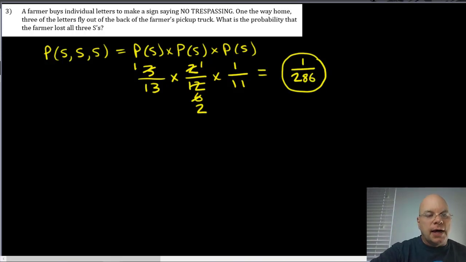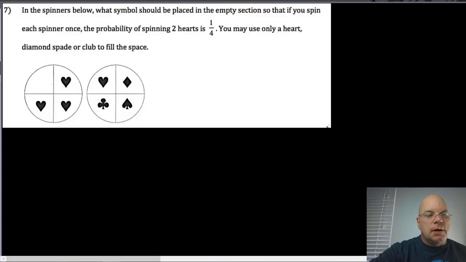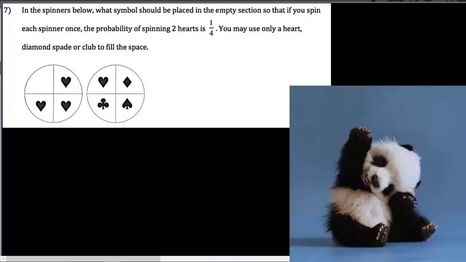The other problem I want to look at is problem number 7. In the spinners below, what symbol could be placed in this empty section so that if you spin each spinner once, the probability of spinning 2 hearts is 1/4? You may only use a heart, diamond, spade, or club to fill the space. Try that one on your own first during the pause, and then come back and compare your work to mine. Paused.